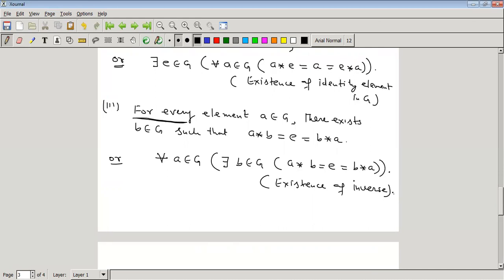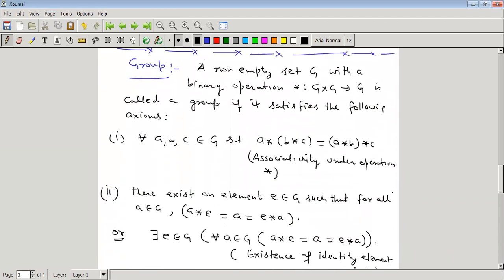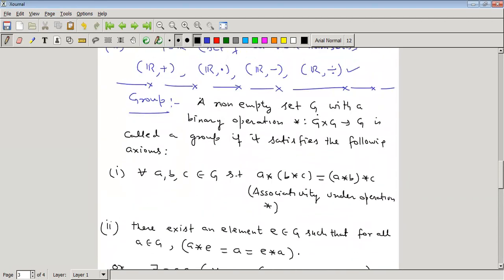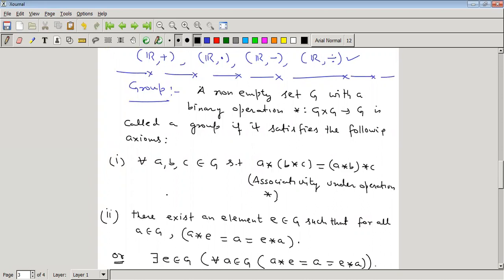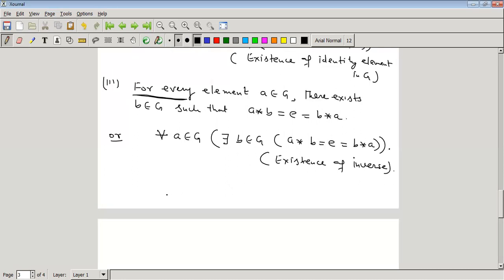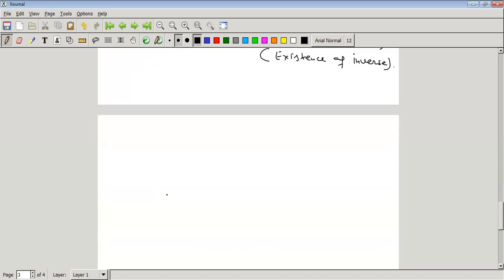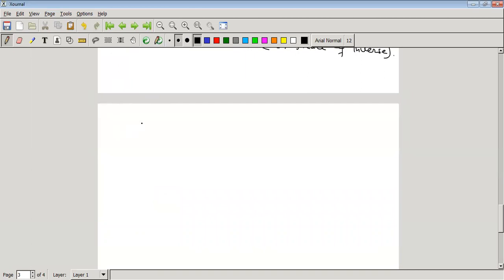So in some of the textbooks you will find there are four axioms. First one is the closure property. Because we have already defined this with a binary operation, there is no need to write the closure property. It is given. So binary operation is given. So now, because binary operation is given, we call it a groupoid.